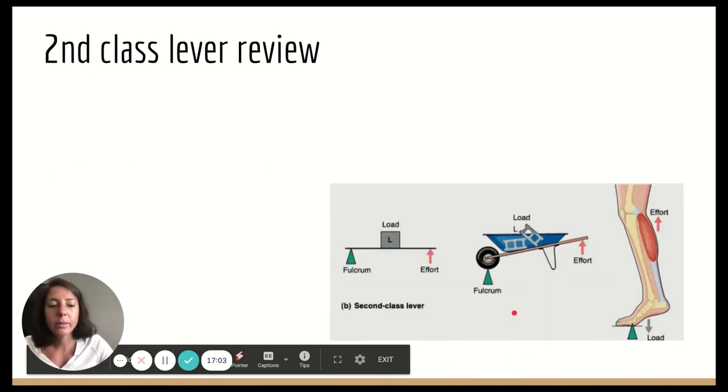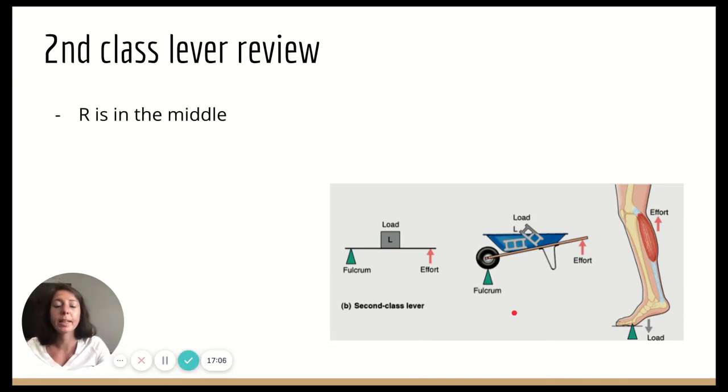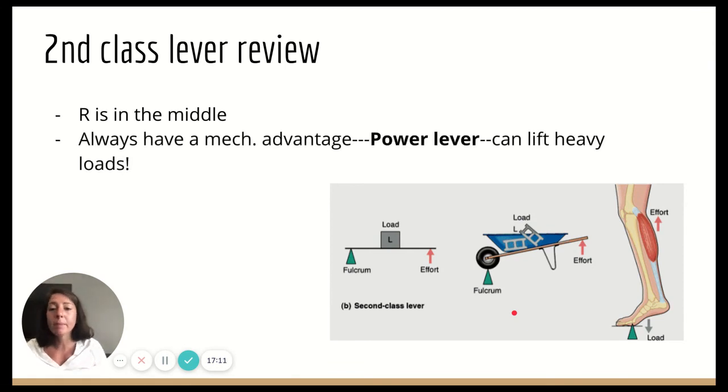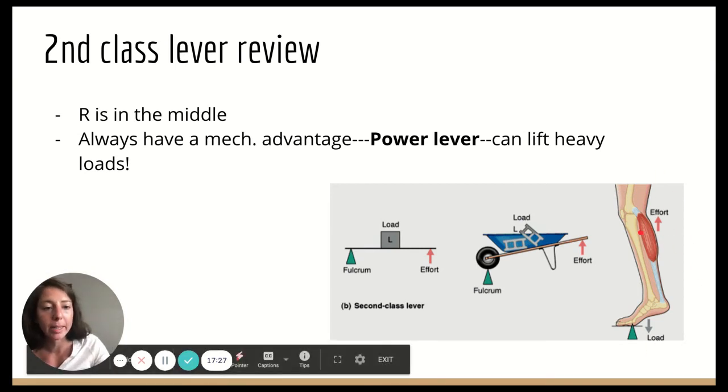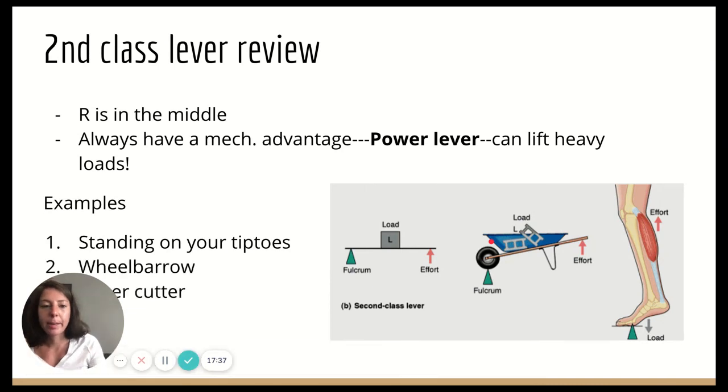So just to review, R is in the middle for second class levers, that resistance, or sometimes it's called the load. There's always a mechanical advantage, and you do have to add this in right here. Second class levers are often called power levers. They can lift really heavy loads because they have such a great mechanical advantage. Think about the whole load of your body weight. Think about the load you can carry in a wheelbarrow. And so those are some examples that we already talked about.